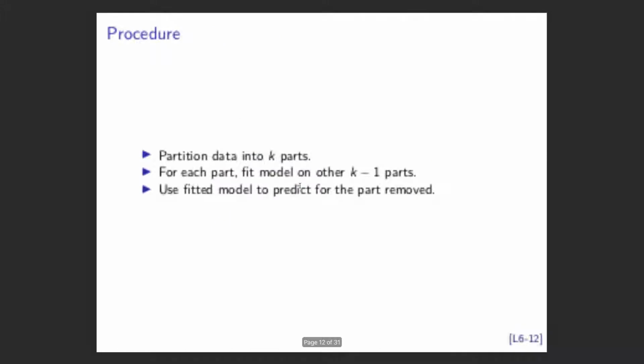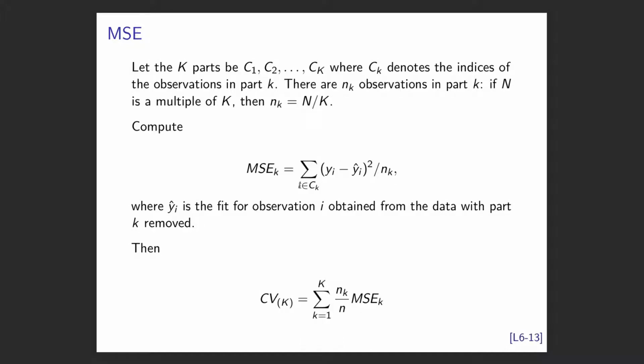So there's a procedure. Partition data into k parts, for each part fit the model on the other k minus 1 parts. Use the fitted model to predict for the part removed. How do you calculate it? So here's the notation. We'll let our k parts be indicated by C1 up to Ck. There are going to be nk observations, and if your n, your total number of observations, is a multiple of k, then nk will just be n divided by k. That's not always possible. If you're doing a fivefold and n is not a multiple of 5, you might end up with a slightly smaller one.